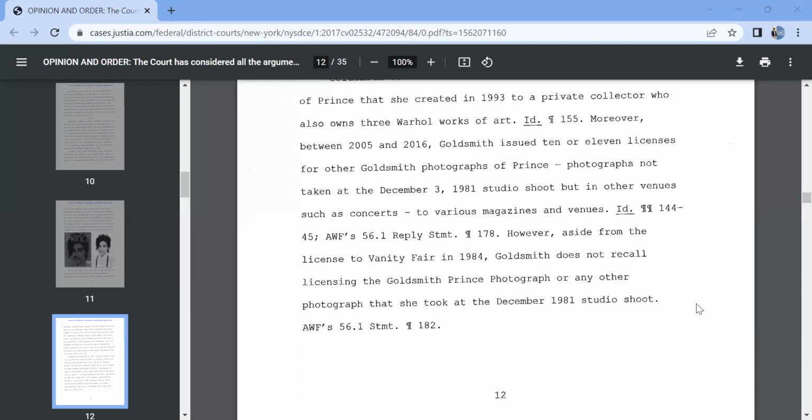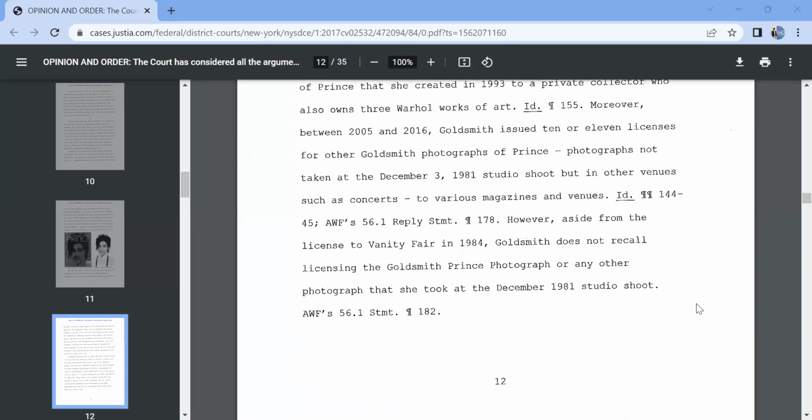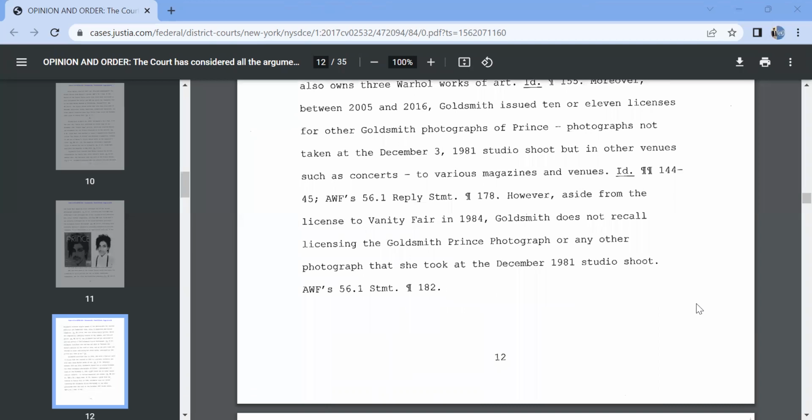photographs not taken at the December 1981 studio shoot, but at other venues such as concerts, in magazines, and at other venues. However, aside from the license to Vanity Fair in 1984, Goldsmith does not recall licensing the Goldsmith Fringe photograph or any other photograph that she took at the December 1981 studio shoot.